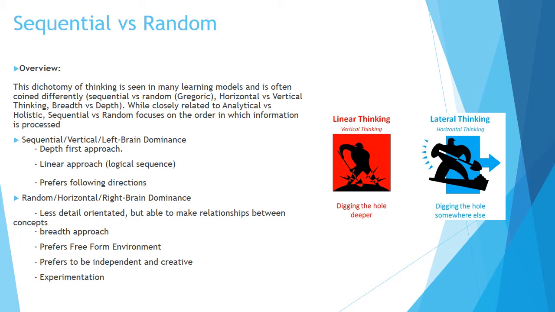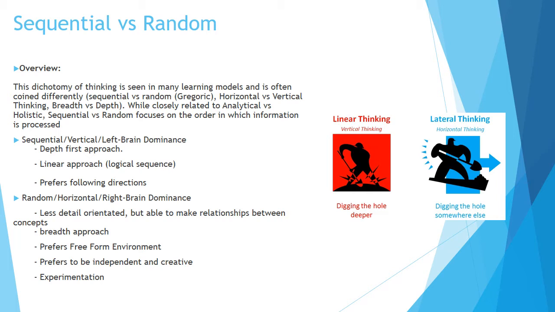So for sequential, they need to process information in order and in a logical order. The ordering definitely matters. These kinds of thinkers prefer following directions. They need to be told exactly what they need to know and in what order they need to process the information. Random thinkers, horizontal thinkers, right brain dominance thinkers, they take a breadth first approach, and they actually love to absorb the information in any random order, as long as they can see the links between what they are learning.